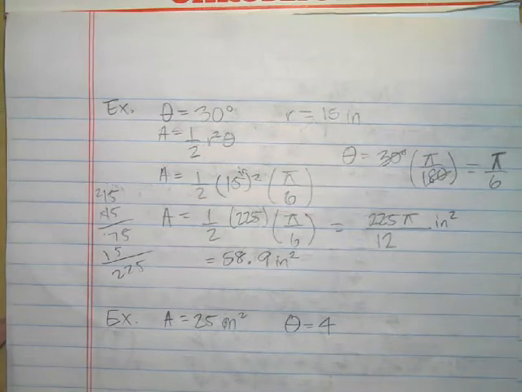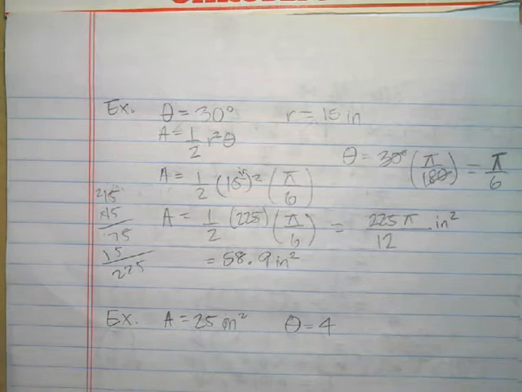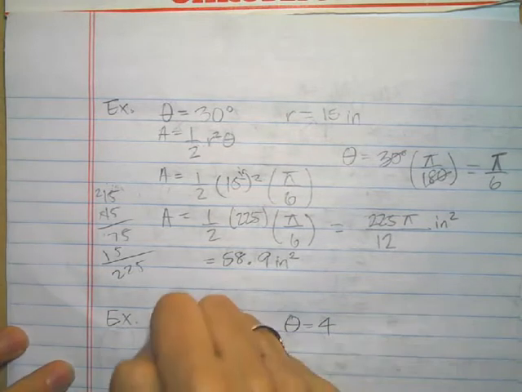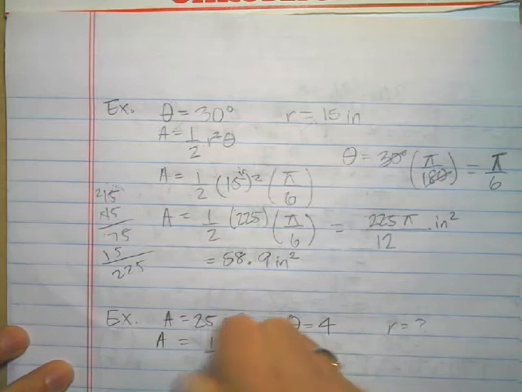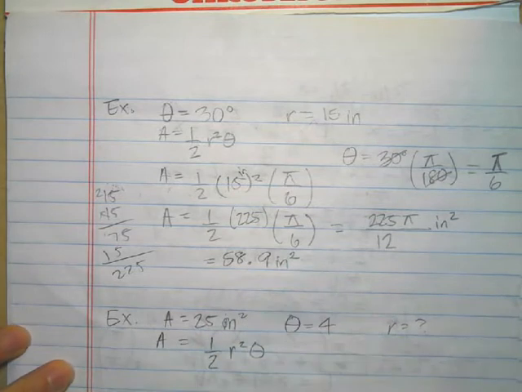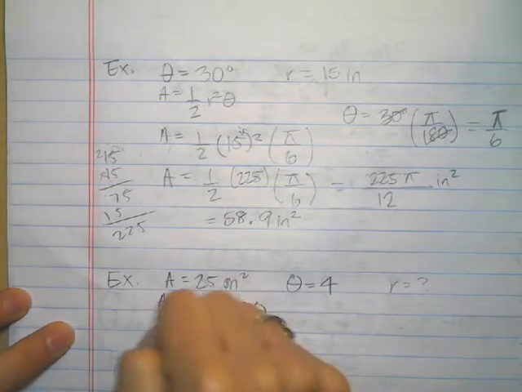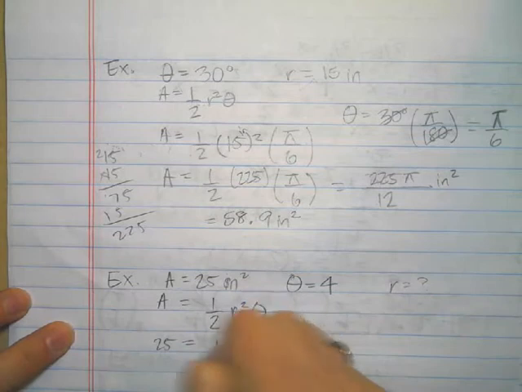What is the, find the radius of the circle? Okay, so we're going to take our formula. So we'll write R equals question mark. Area equals 1/2 R squared theta, right? What can we fill in for A? So we say 25 equals 1/2 R squared.